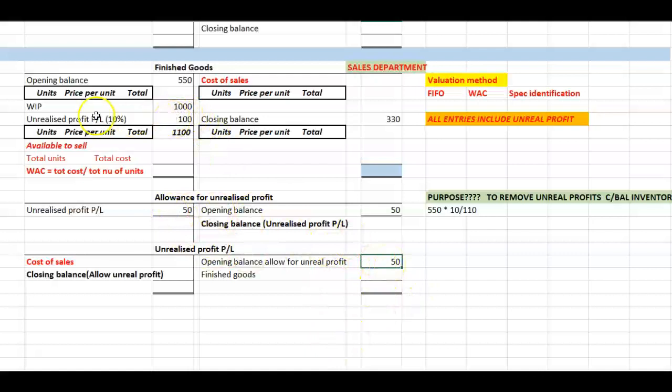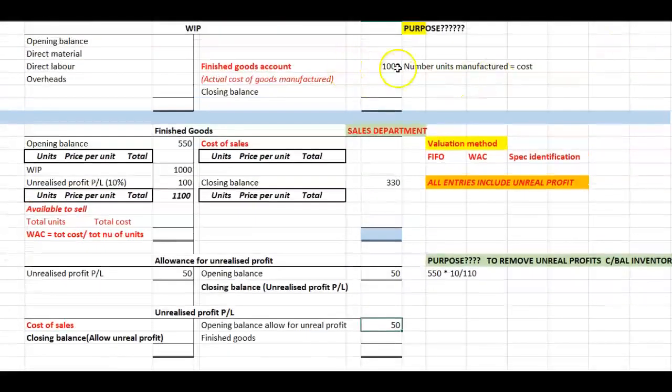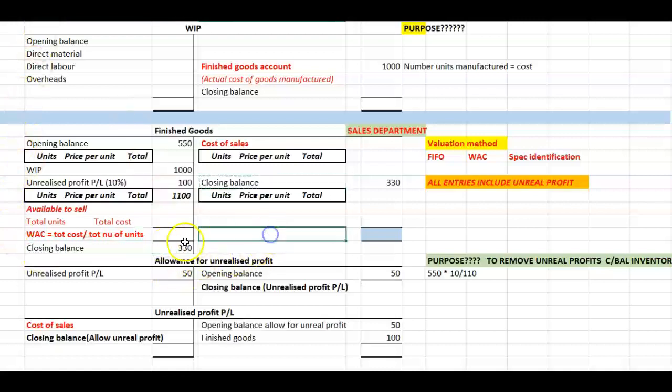Then we have added to the cost of goods manufactured. There, that's 1,000 Rand. We have added another 100 Rand, which was unrealized profit. So we're going to debit our finished goods account and we're going to credit this account with 100 Rand. At the end of the year, our closing balance, let's put it here, copy, will look like that at the end of the year.